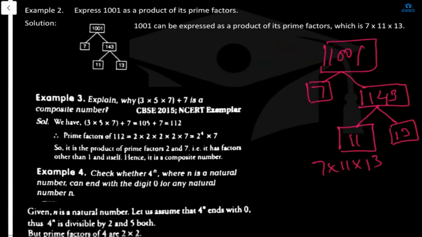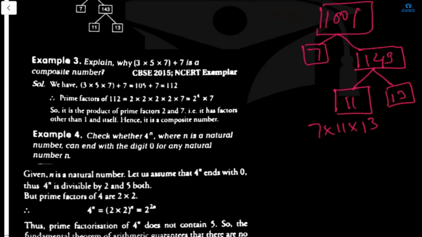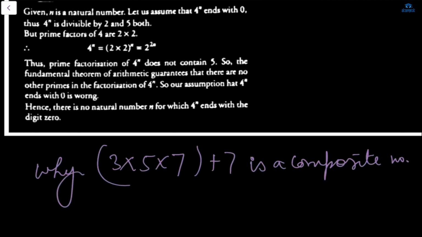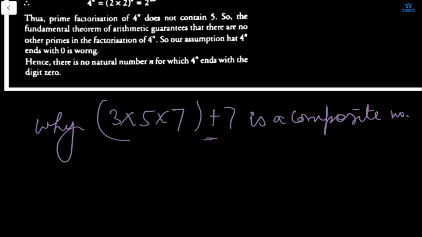Now, just an example: explain why 3 into 5 into 7 plus 7 is a composite number. Can you tell? Shazan and Ria, can you tell me why it is a composite number? Because it consists of all prime numbers. Yeah, you can say that, but here plus 7 is there. You have to represent it. Composite number means what? Must tell me the definition. It has a factor other than 1 and itself. So let's see what is the number.